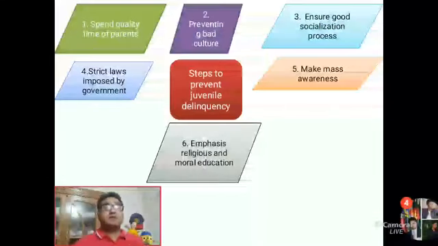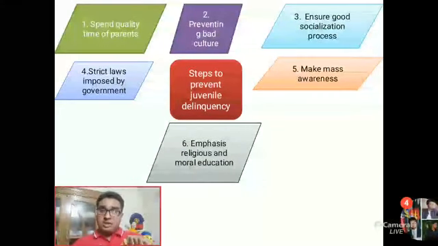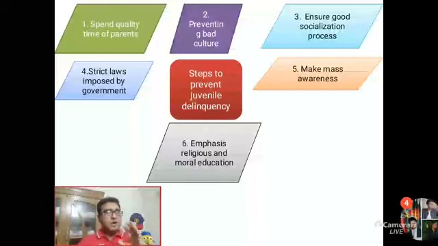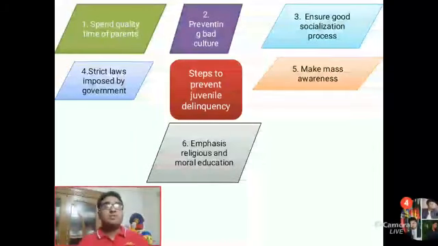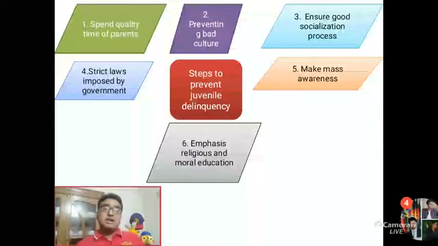And number six, emphasize religious and moral education. Last but not least, here I want to share one thing with you. Laws can control your external behaviors, but religious thinking, religious ideology can control your internal behaviors. So dear students, this can be one of the steps to prevent juvenile delinquency.